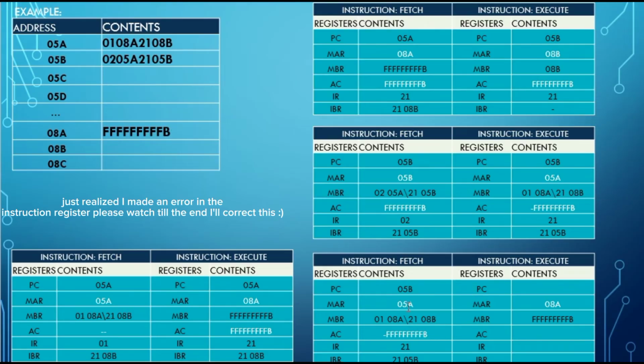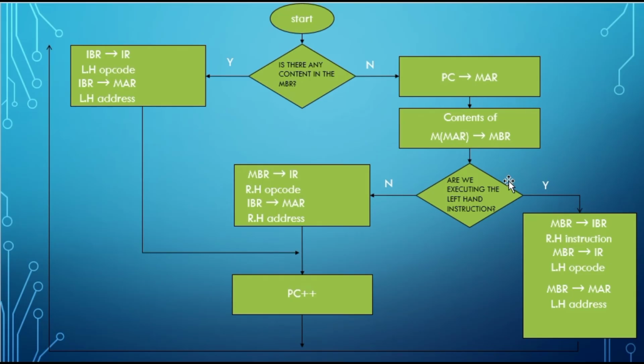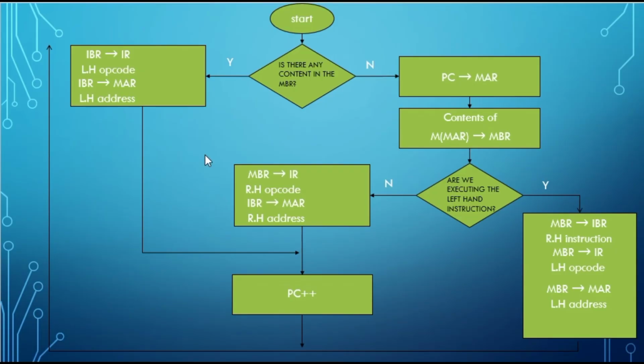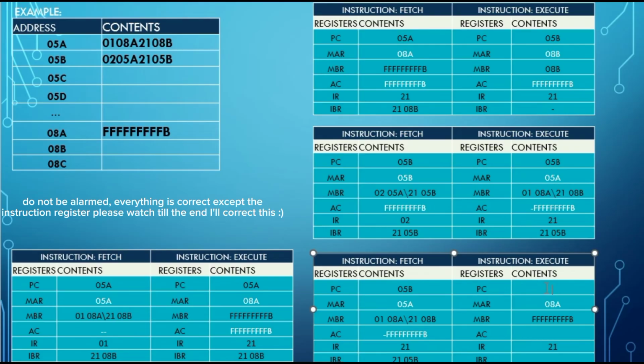Figuring out what we're executing here: we are done with our left-hand instruction, so we're executing our right-hand instruction. Are we executing the left-hand instruction? No, we are not. So our right-hand opcode is going to be placed into the instruction register, which is 2-1. Then the instruction buffer register goes into the memory address register, but there's already a value there, so we leave it, and then we increment our program counter by 1, so our program counter is going to be 05C.